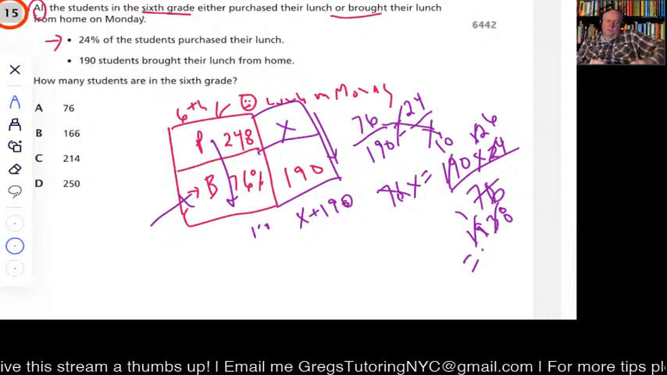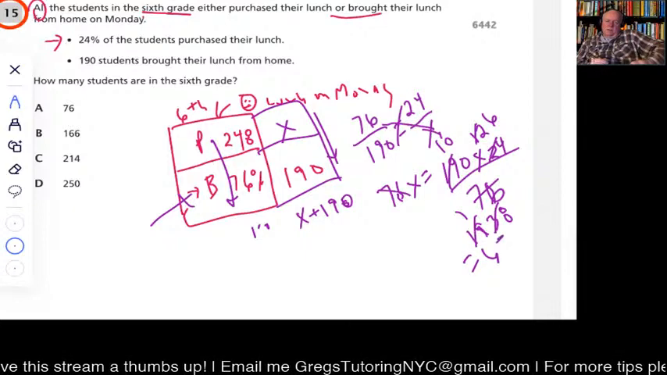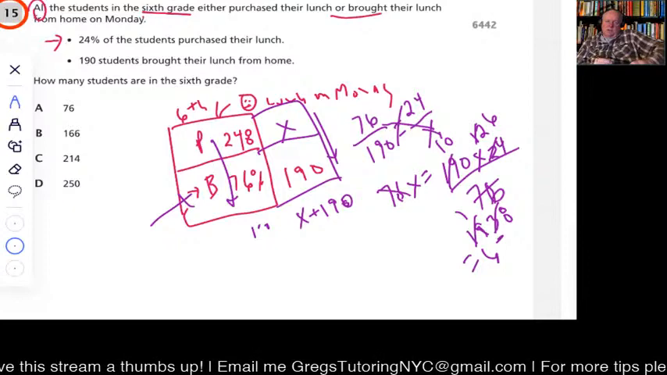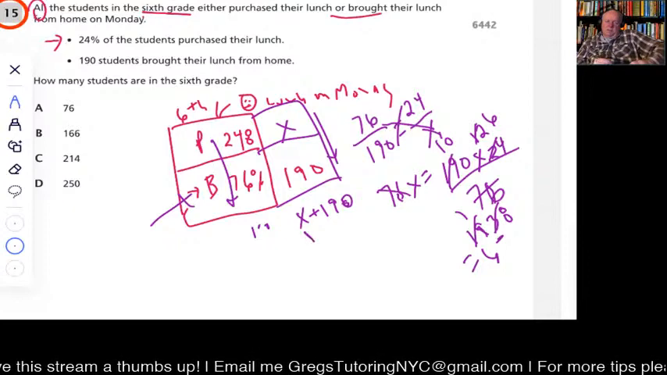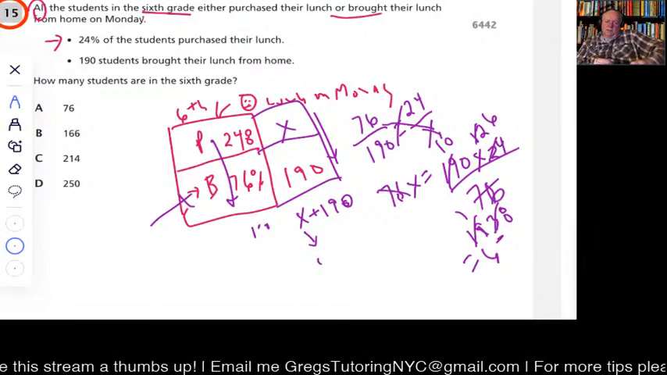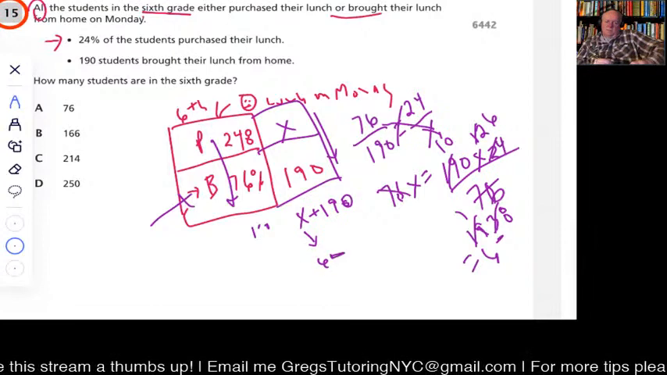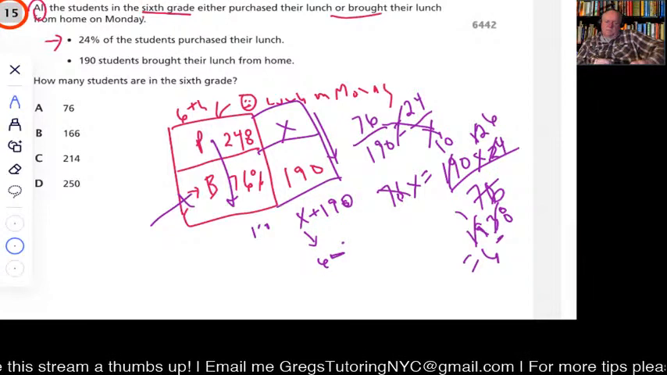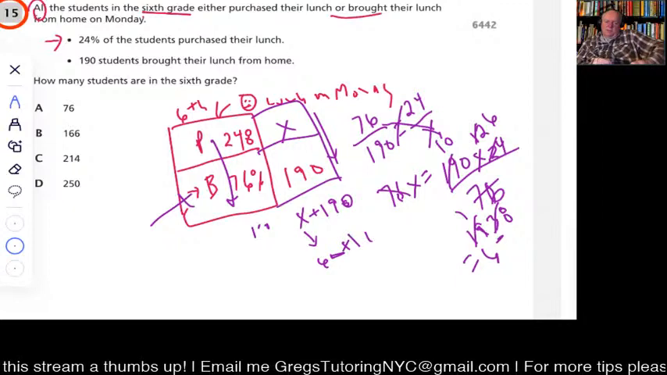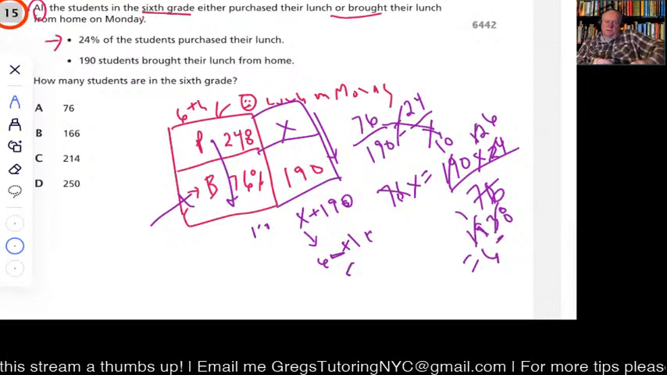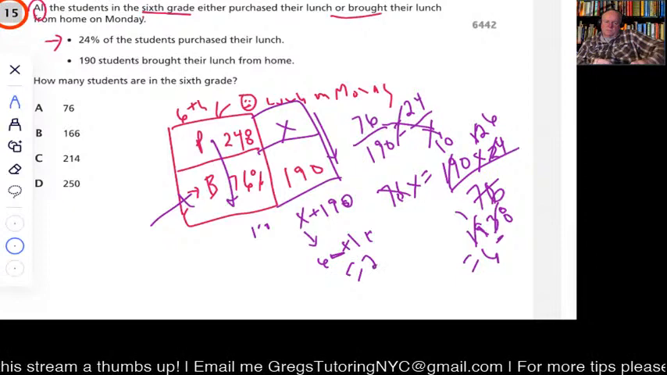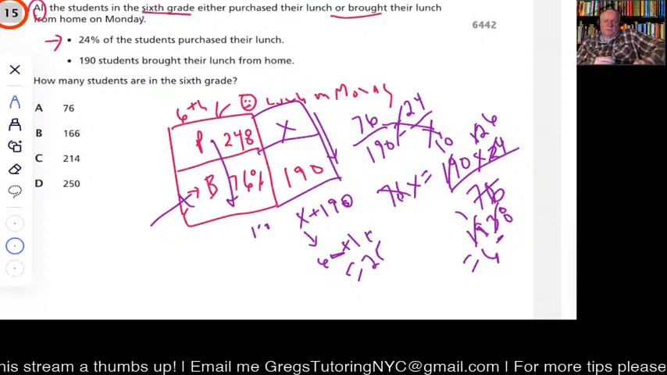Okay, so if I did this right, since x is 60, we're going to come back over here and get 60 plus 190. And that gives us 250. Okay, which is choice D.